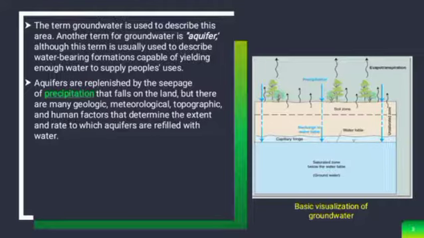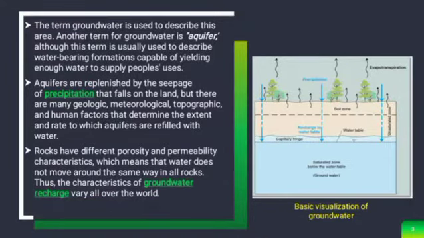Aquifers are replenished by the seepage of precipitation that falls on the land, but there are many geologic, meteorologic, topographic, and human factors that determine the extent and rate to which aquifers are filled with water. Rocks have different porosity and permeability characteristics, which means that water does not move around the same way in all rocks. Thus, the characteristics of groundwater recharge vary all over the world.